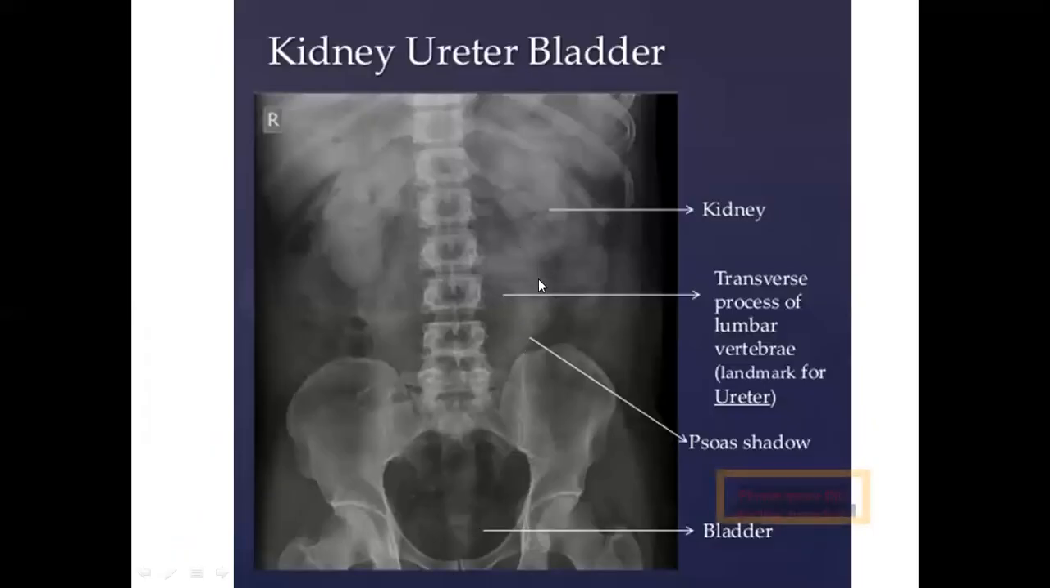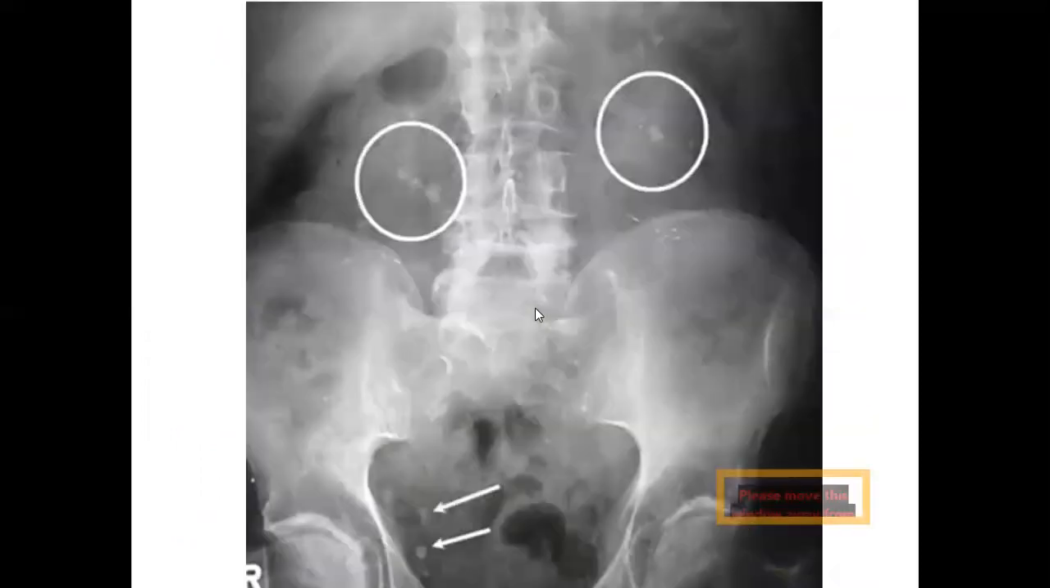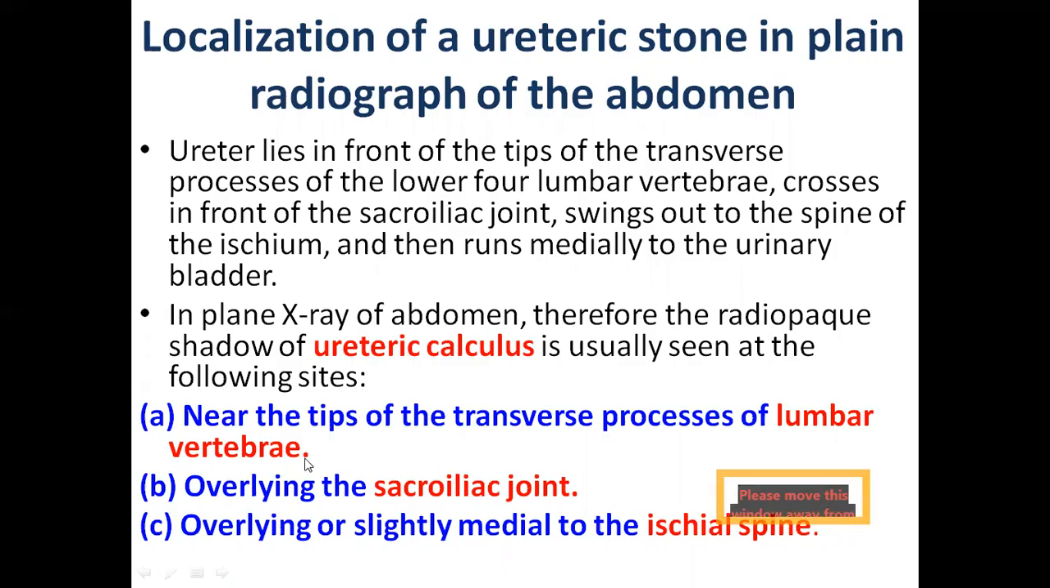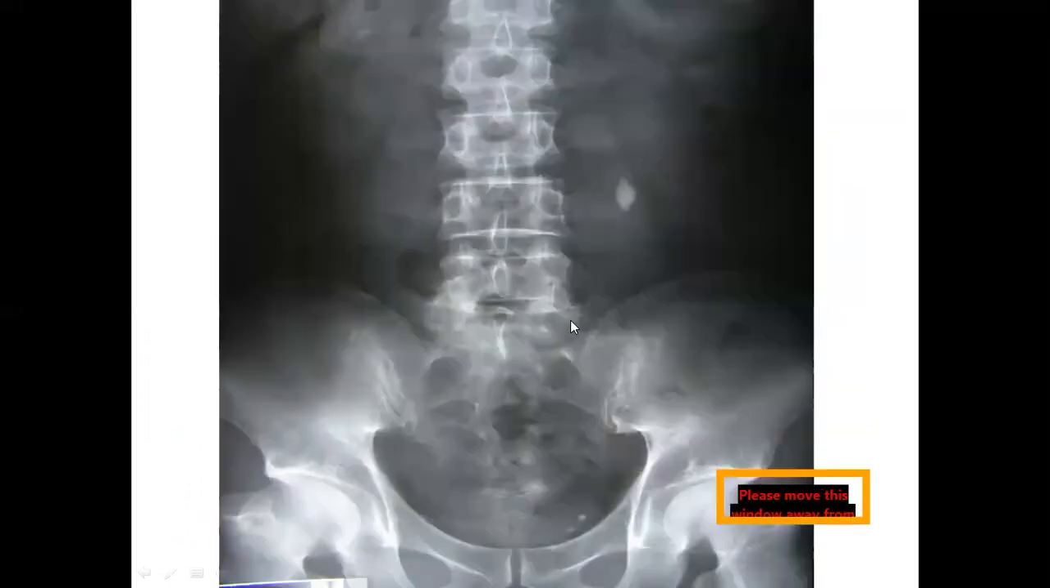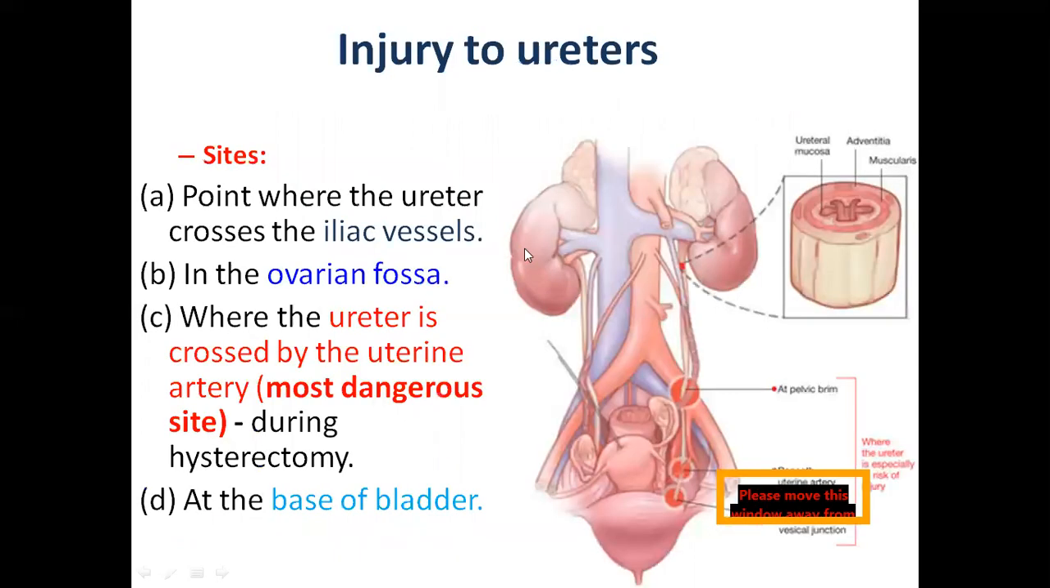So this is the stone we are finding in front of the lumbar vertebrae. What is the second site I said? Sacroiliac joint. Okay. Then these are all the stones you are finding.